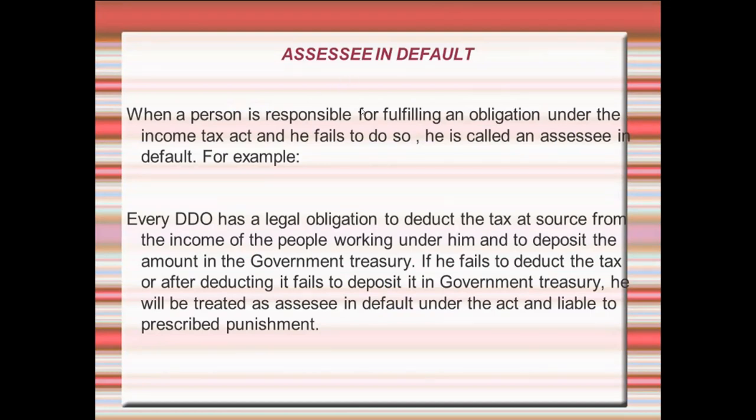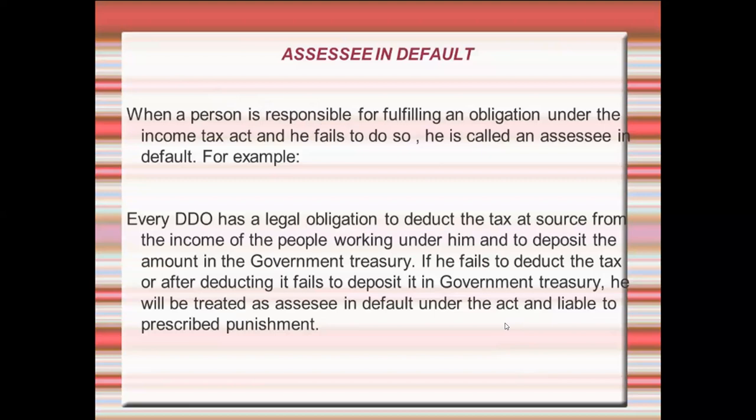If a person has to pay tax, but he failed to pay tax in time, he will be deemed as assessee in default. It means he has made a mistake. Similarly, if the company fails to pay tax in time, the company is assessee in default. The company has to pay penalty, has to face the law. That is what we are saying, assessee in default.